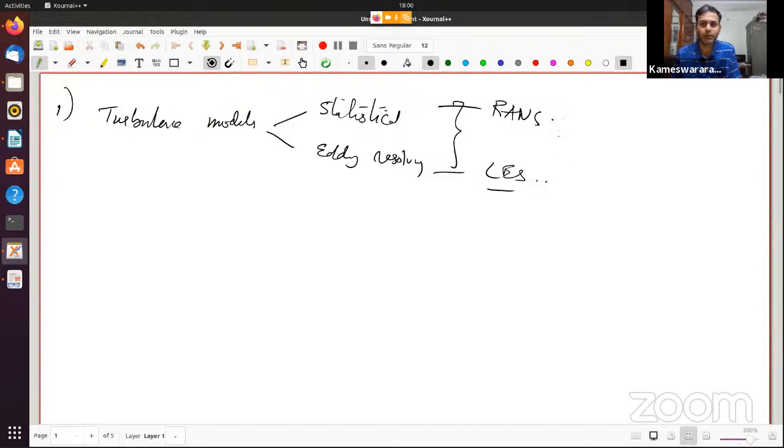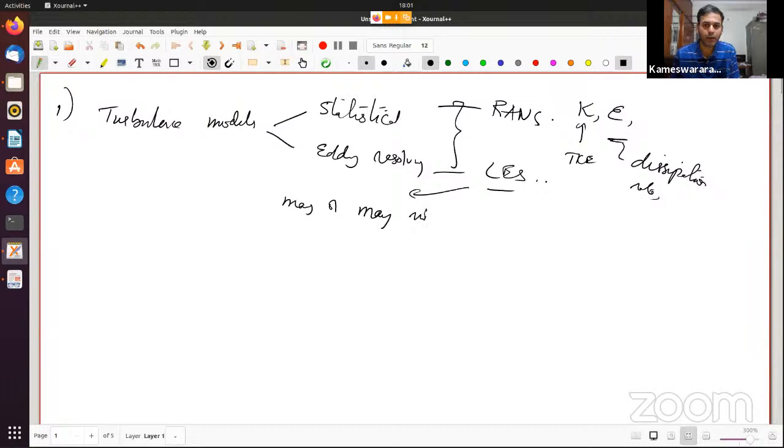If you look at RANS-based equations, then it is going to solve for your k and epsilon, which is basically the turbulent kinetic energy and the dissipation rate, and so on, depending on the model. In the case of LES, we may or may not actually solve for an equation. In that context, it will not solve for an equation.